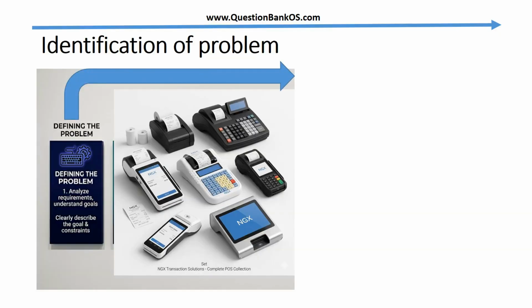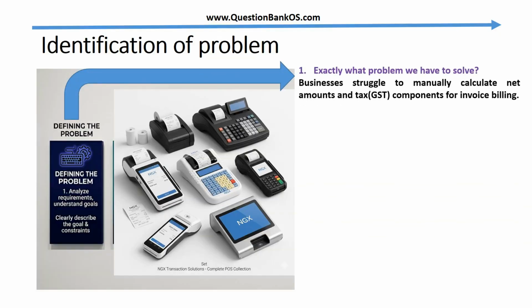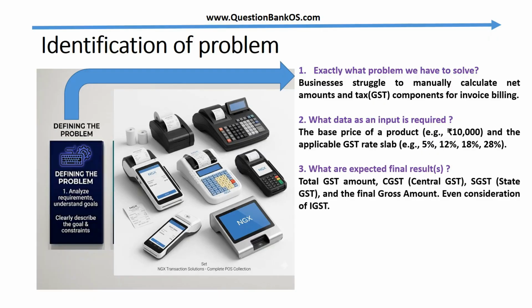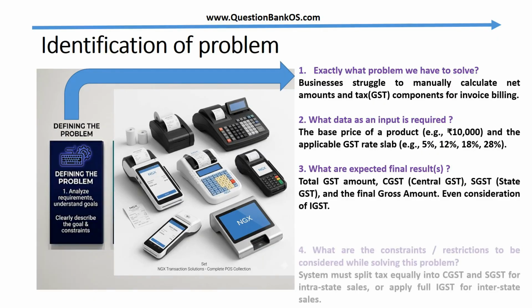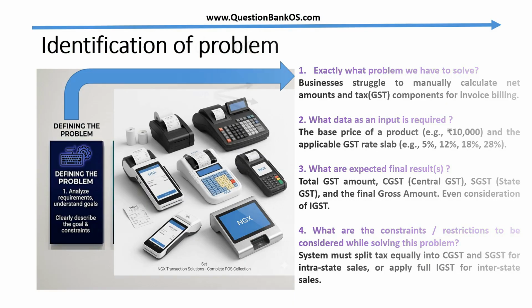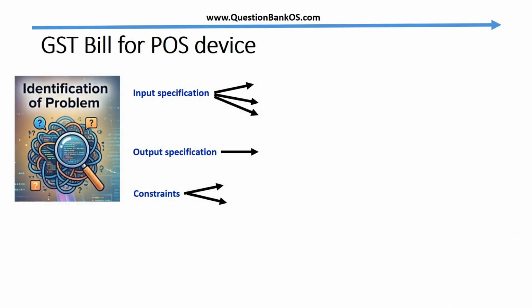To effectively build our solution, we must first clearly identify the problem. Businesses face significant challenges manually calculating invoice net amounts and GST components. To solve this, our system requires 2 main inputs: the base price of the product and the applicable GST rate slab, ranging from 5 to 28%. Our expected final output will automatically generate the total GST, explicit CGST, SGST, or IGST breakdowns, and the final gross amount. As a key constraint, the system must precisely split intrastate sales equally between central and state taxes, while applying full IGST exclusively for interstate transactions.